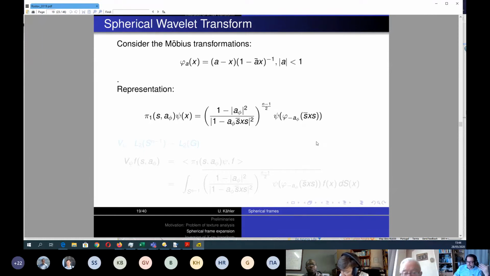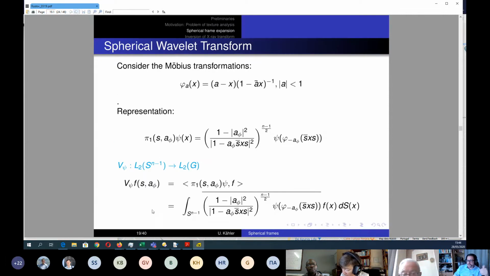And if you use that one, then you can immediately recognize that with the representation, you basically have an integral transform which maps the sphere into our gyro group by means of that representation. So I just take my function, I integrate against all representations, and I integrate over this sphere. So it's just like in the standard case of the continuous wavelet transform.